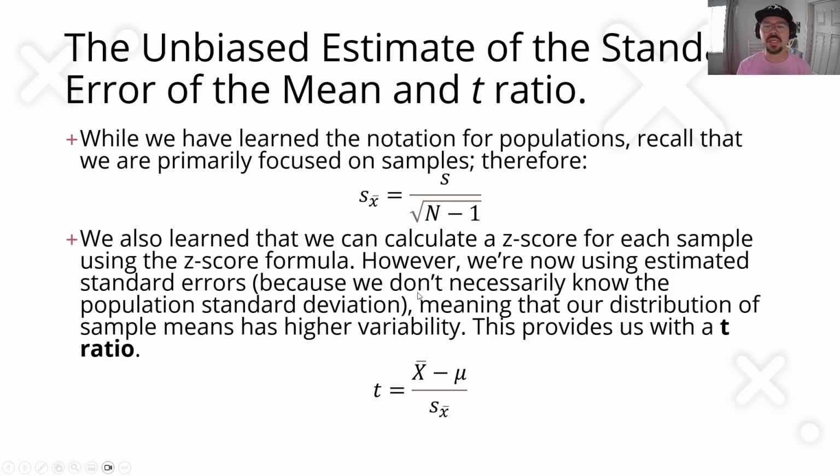We also learned that we can calculate a z-score for each sample using the z-score formula. However, we're now using estimated standard errors because we don't necessarily know the population standard deviation, meaning that our distribution of sample means has more variability. All right, they're more spread out. So this provides us with what's called the T ratio instead of a z-score. The T ratio formula is the sample mean minus the population mean, now divided by the unbiased estimate of the standard error of the mean.